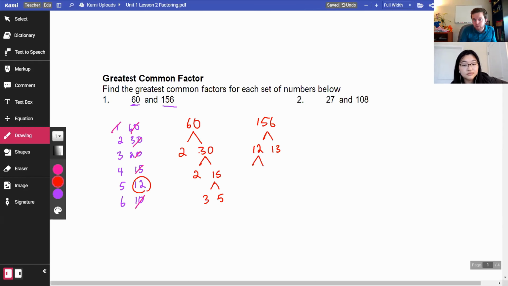But you could use whatever number you want. Once again, it's going to be unique. No matter what you do, it's going to work. All right.